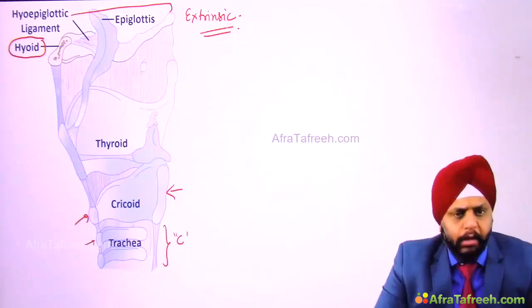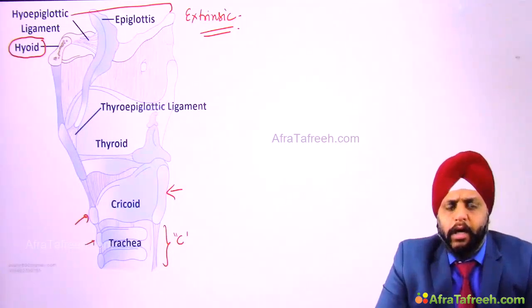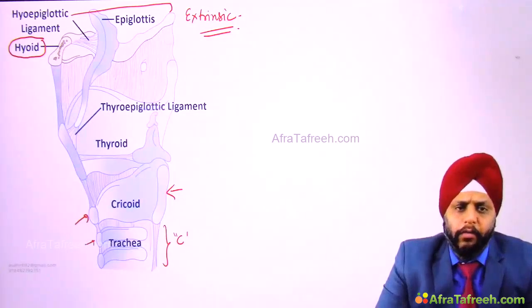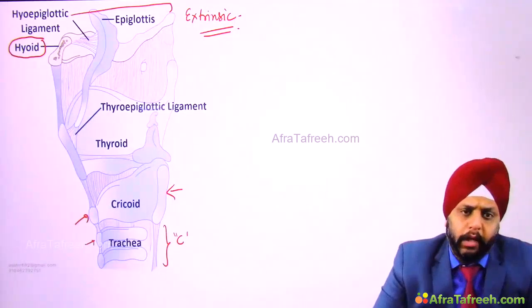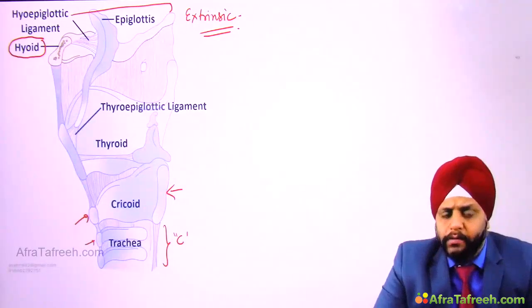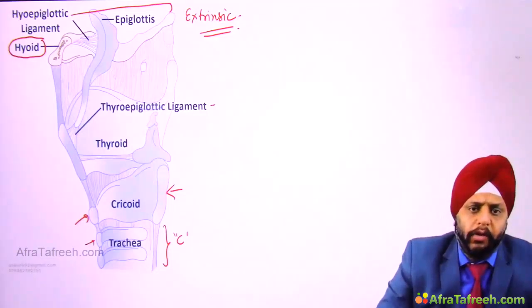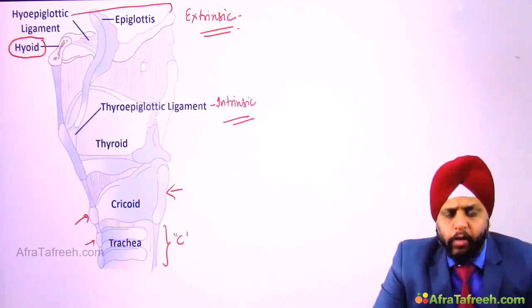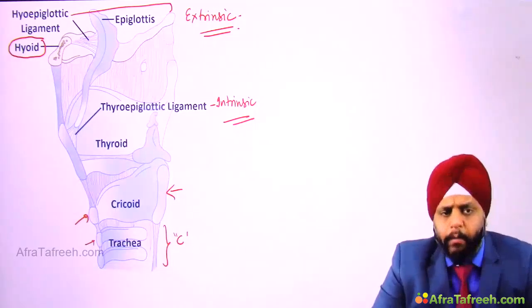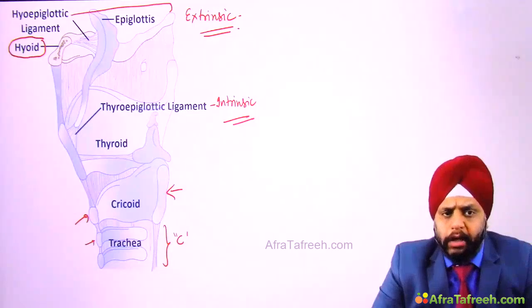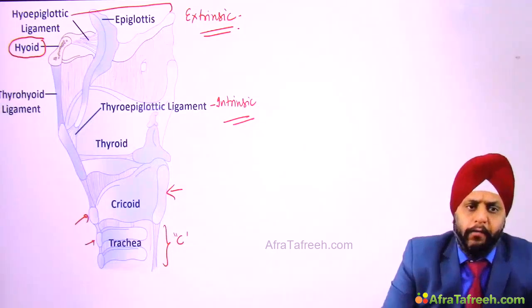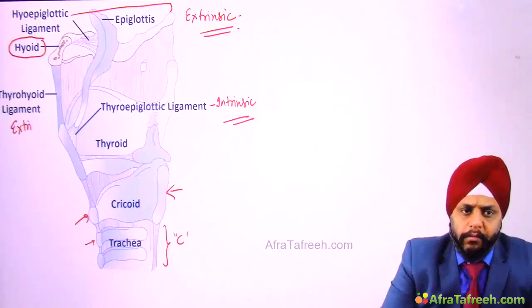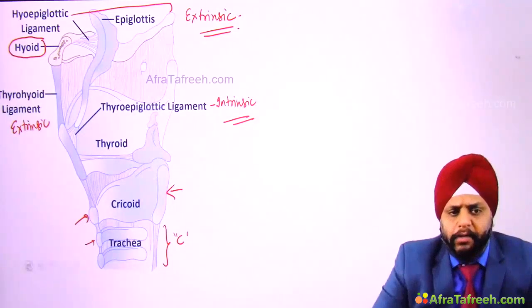Right? Okay, now let's look over here. We can see the epiglottis attached to thyroid cartilage with the help of thyroepiglottic ligament. Now thyroid epiglottis, thyroepiglottic ligament. And what is this? This is between two cartilages of larynx. So this is an intrinsic structure. Right? Clear? I hope this concept is clear to you now. Now, between hyoid and thyroid cartilage, we already have discussed that there is a ligament known as thyrohyoid ligament. And this is of course an extrinsic ligament. Right? That's an extrinsic ligament.